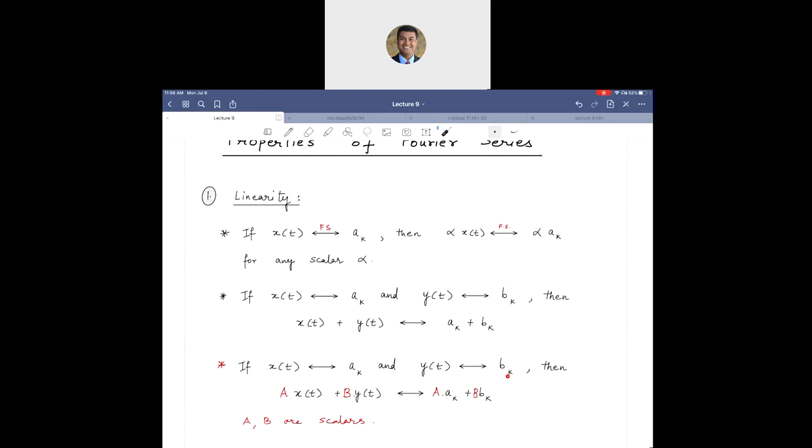Now to combine the two statements here, if for x of t the Fourier series coefficients are a sub k, and for y of t the Fourier series coefficients are b sub k, then a x of t plus b y of t, scaled version of x of t plus scaled version of y of t, will have the Fourier series coefficients a times a sub k plus b times b sub k. A and b are scalars. So this is combining the homogeneity and the additivity properties. You get the linearity. So the last one is the crucial one. That's the linearity property. The first and the second one are homogeneity and additivity respectively.